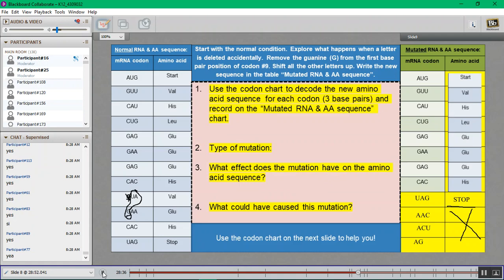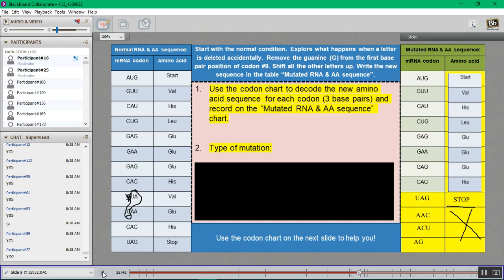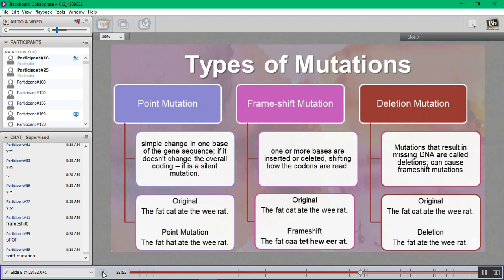Okay, there we go. All right, so let's look at the codon chart. So we already know, we already did that part. So really quick, what kind of mutation has occurred here? What type of mutation has occurred here? Here, I'm going to give you guys that cheat sheet again. Here's our cheat sheet. What type of mutation has occurred?